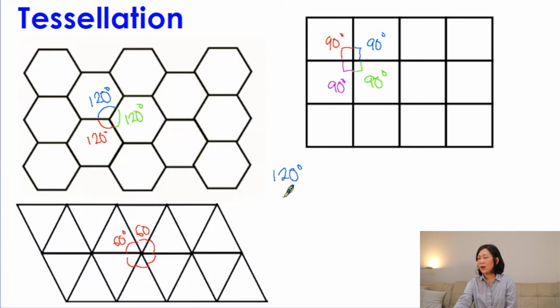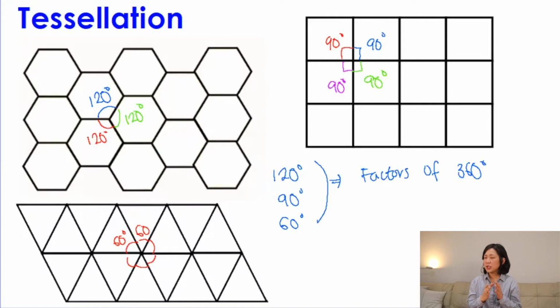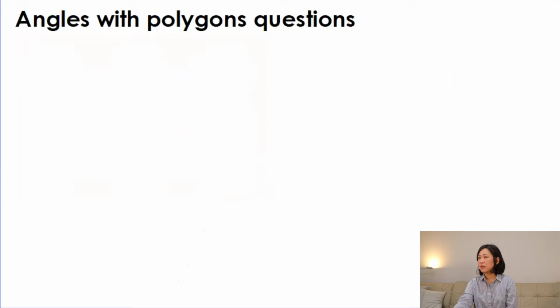So now, what do you notice from this picture? We all know that 120, 90, and 60 are factors of 360. That's why when you put these shapes together, you can make 360 without any gaps, right?